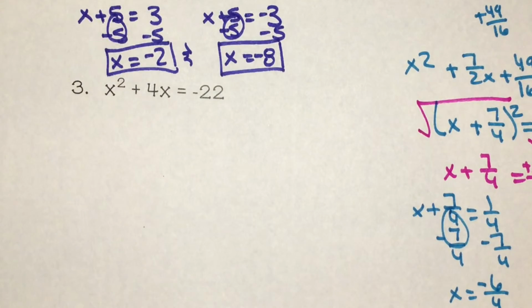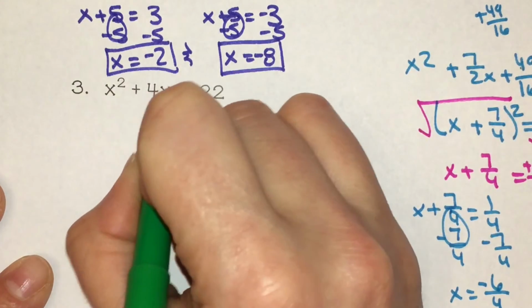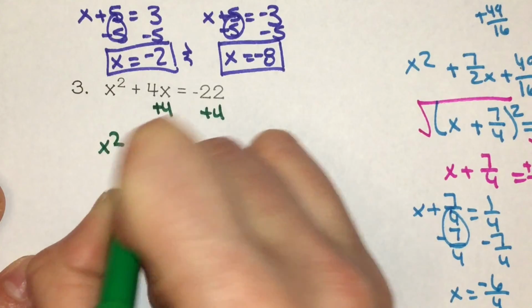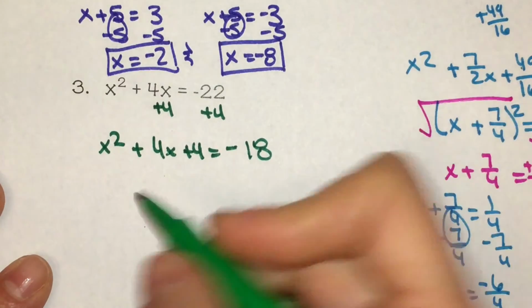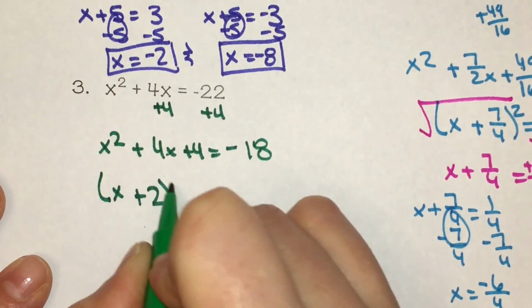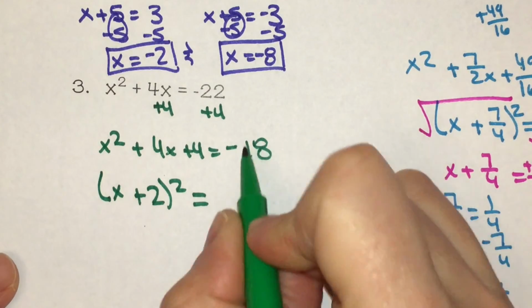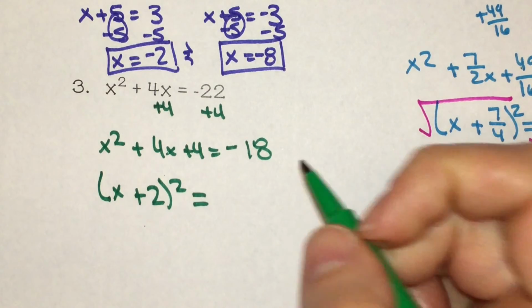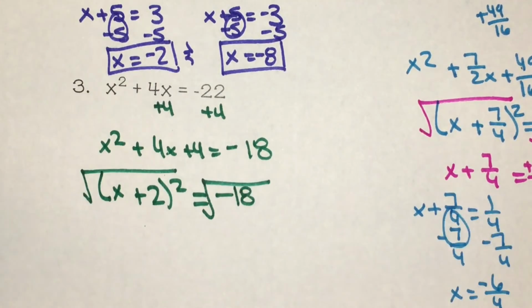Okay, so this one, 4 divided by 2 is 2. 2 squared is 4. So we're going to add 4 to both sides. We get x squared plus 4x plus 4 equals negative 18. Factor this side, we get x plus 2 squared equals. All right, so if I break negative 18 down, I get 3 times 3 is 9 times 2 is 18. Oh, sorry, I was already factoring. I'm just going to bring it straight down because I forgot to tell you I was taking the square root.